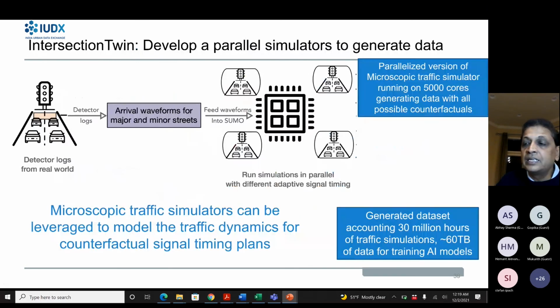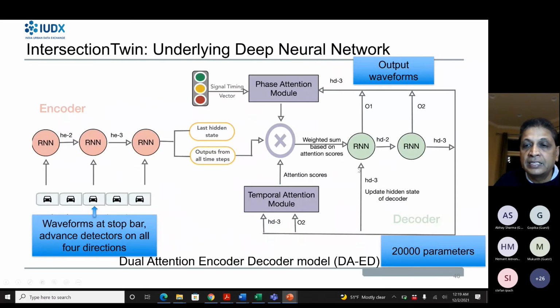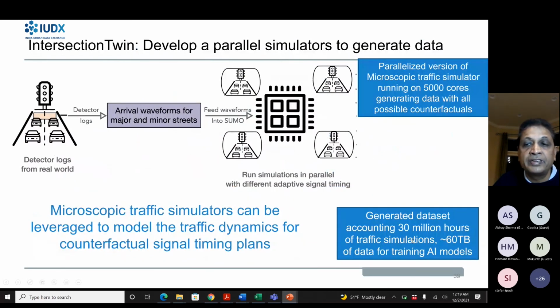So the key part, obviously, for this is to be able to generate lots of real simulator data for a variety of conditions. We have generated 30 million hours of traffic simulations. The data set itself is around 60 terabytes, which we use for training our AI models and also testing them, if you may. The way we generate this data is we have a parallel version of the SUMO simulator. We have added ring and barrier, which is the standard implementation and is not there in SUMO, to make it more practical. And then we run this on a 5,000 core machine to be able to generate 5,000 simulations in parallel. And so effectively, if you run this over several months, you start getting data sets of this size.